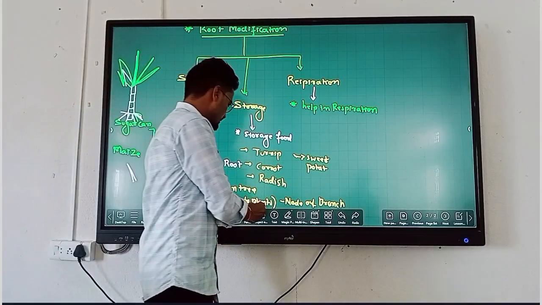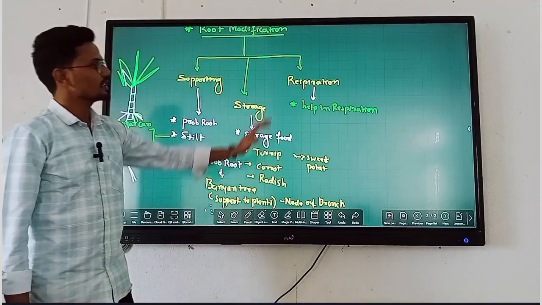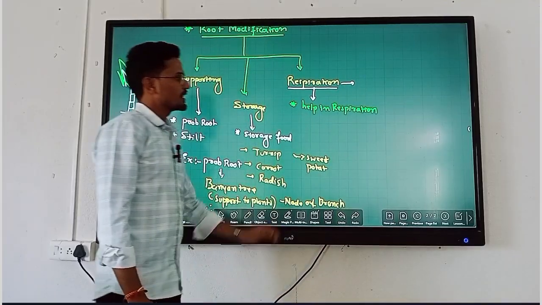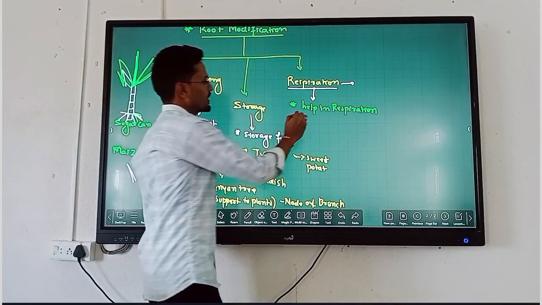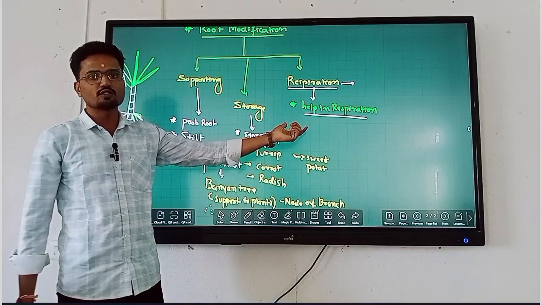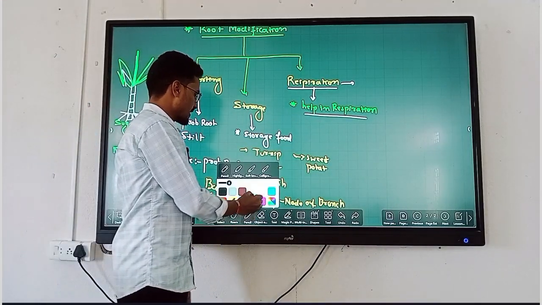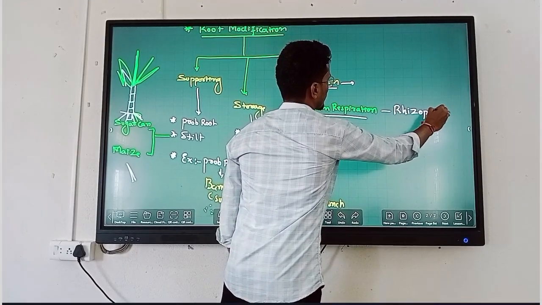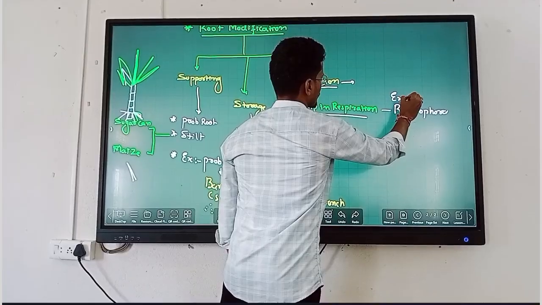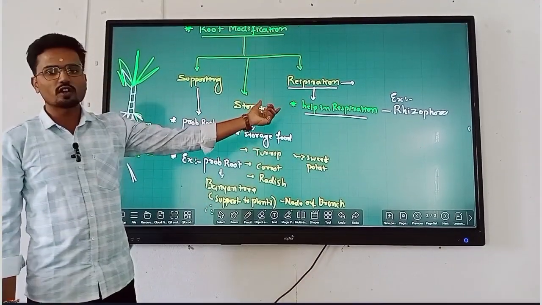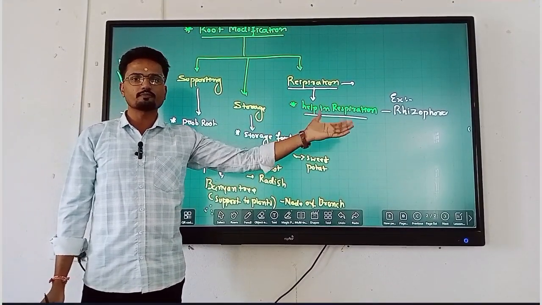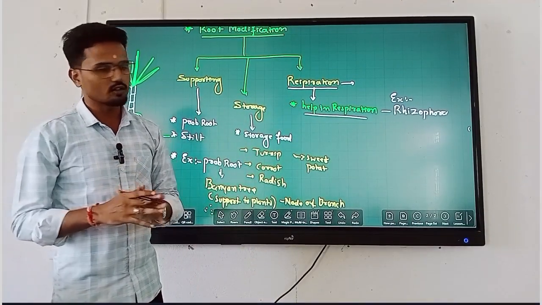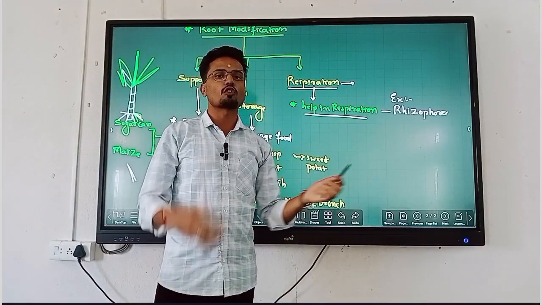Next, another type of root modification is respiratory roots. These respiratory roots help in respiration. For this there is one good example, that is Rhizophora. This Rhizophora is found in brackish water, near the coastal region where streams merge into the ocean. At that place we call it the mangrove region.